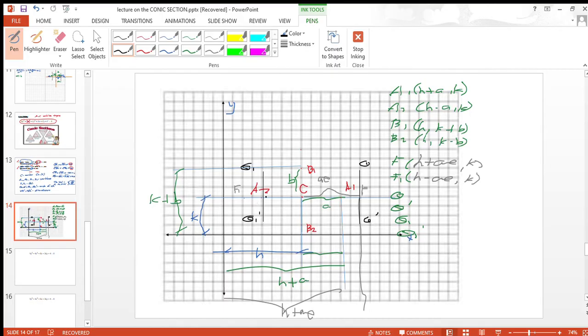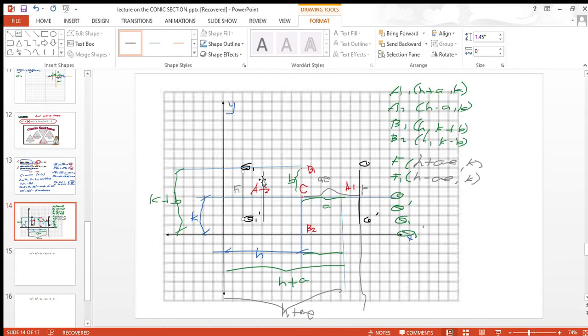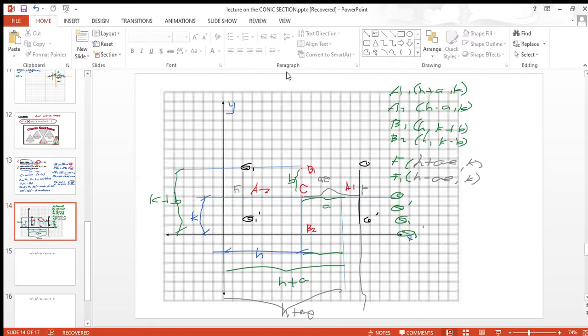But before we proceed, forgive me for this one. It should be drawn here, passing through F, not passing through A2. Where is our F here? This is our F. So it should be here, not this one. Let me remove that. Okay, so we have our labels there.